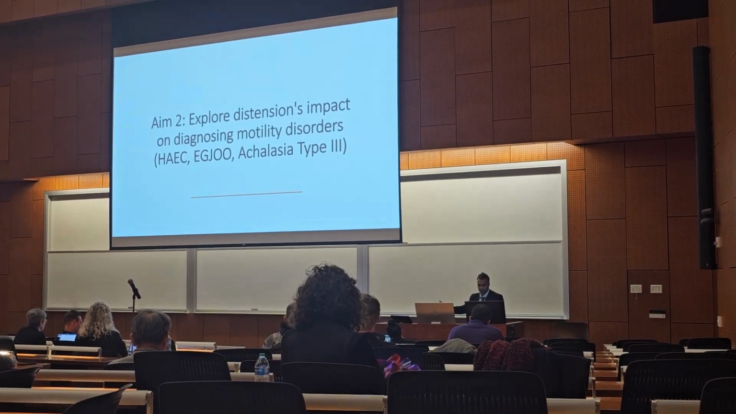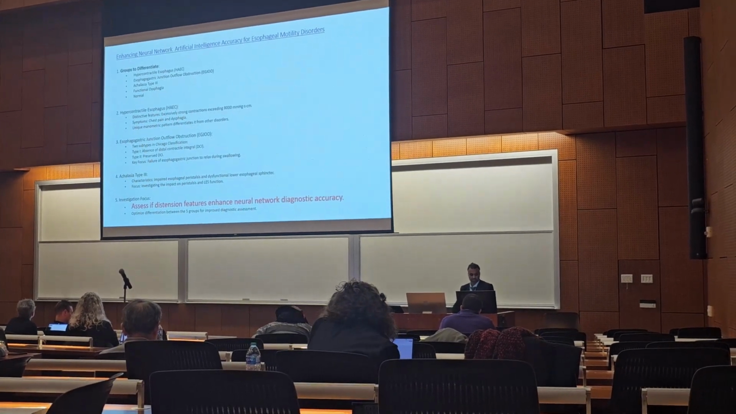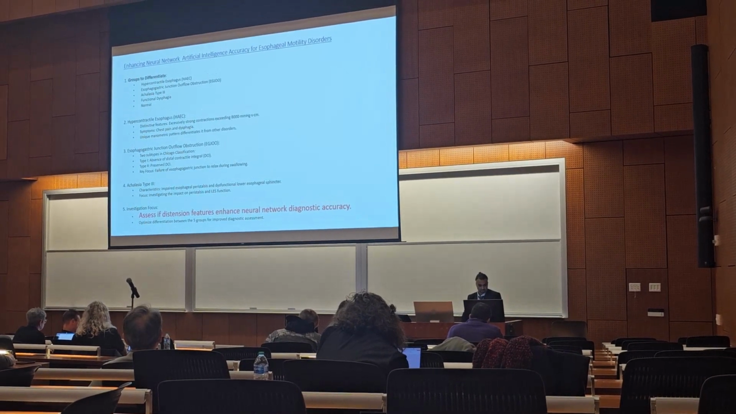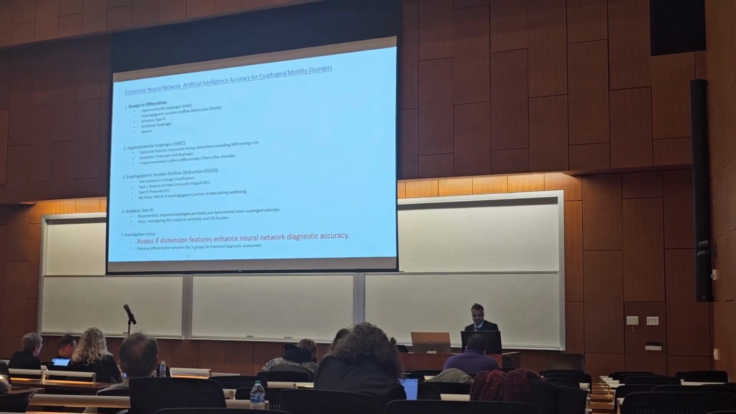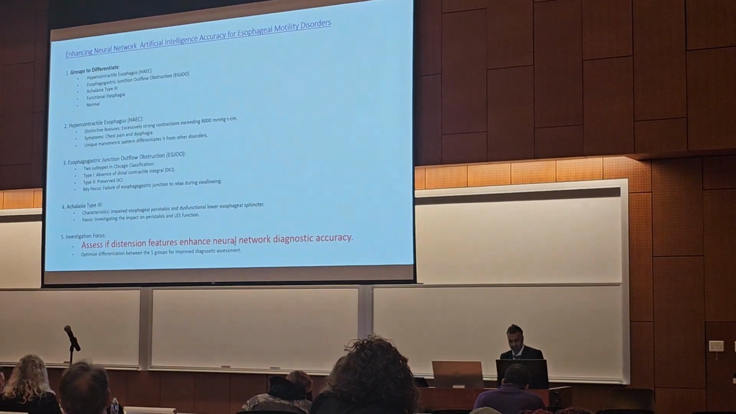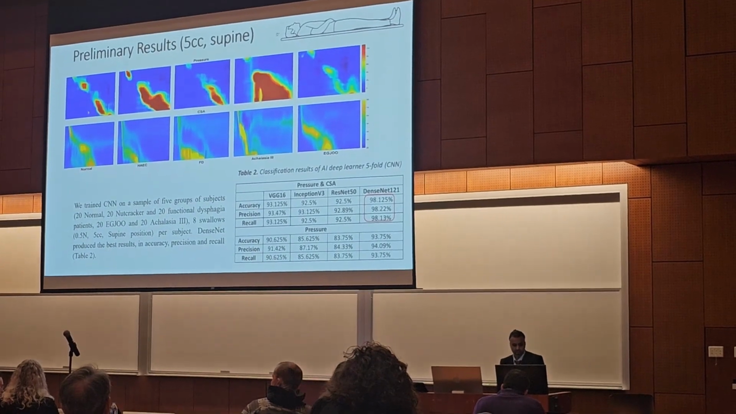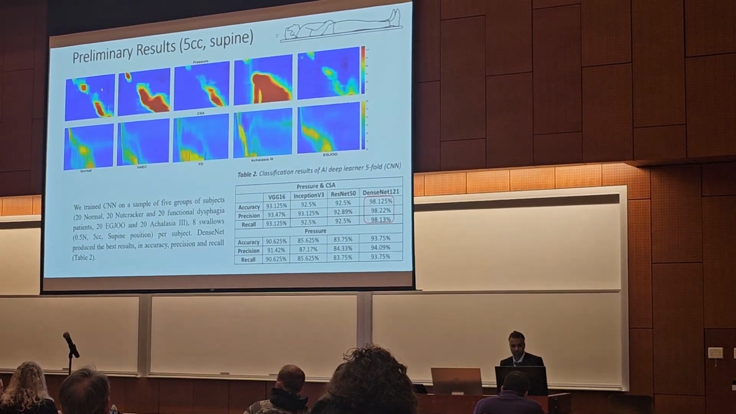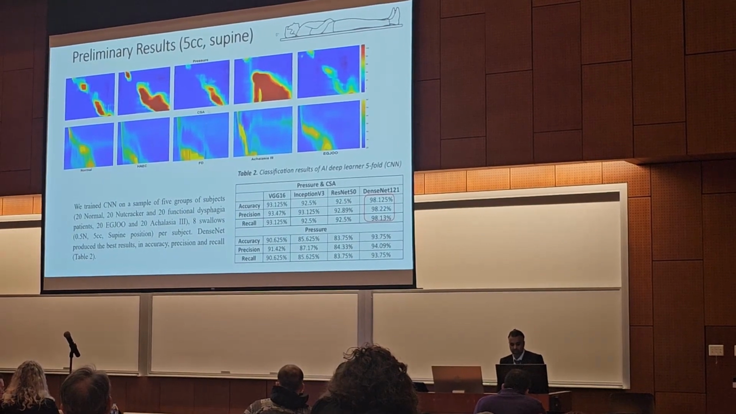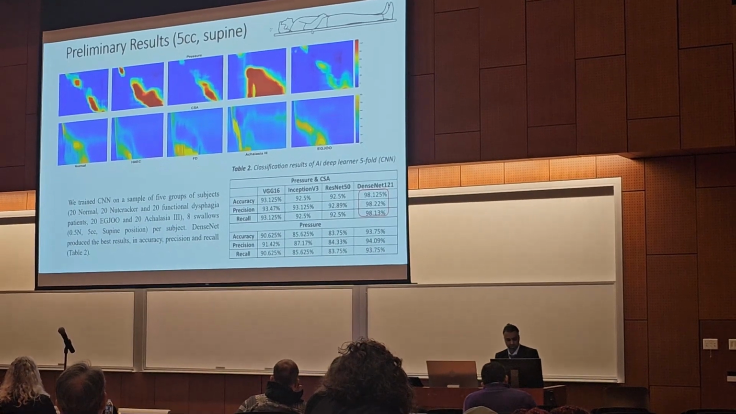This was functional dysphagia. What about EGJ outflow obstruction? What about achalasia? What about Jackhammer esophagus? So we studied 5 different groups. The goal here was to assess if distension features enhance the AI diagnostic accuracy. You can see in the first column the pressure and distension pattern of the normal subject, then the one from Jackhammer esophagus, from functional dysphagia, achalasia, and outflow obstruction, this sample subject in the supine position.